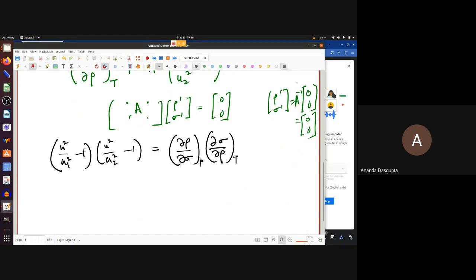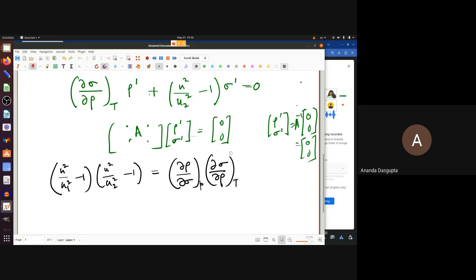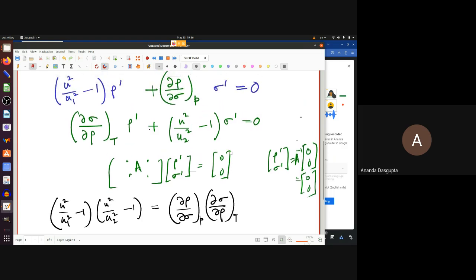If this condition were not valid, then the only possible solution would be rho prime equal to 0, sigma prime equal to 0, which means no wave at all. This allows you to have a wave. Tell me, is this clear or not?